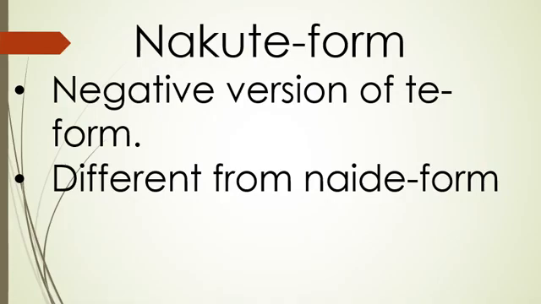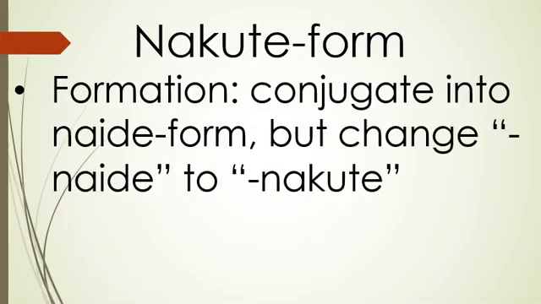One of the big ones is that usually when we use naide form, we are telling someone not to do something, whereas the nakute form is more used to state that someone didn't do something or that something was not done. And to get nakute form, we can conjugate a verb into the naide form, but instead of using naide at the end of the word, we use nakute. That might sound a little bit weird, so I'm going to show you what I mean in the next slide.